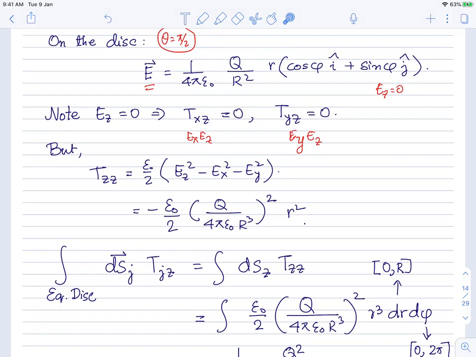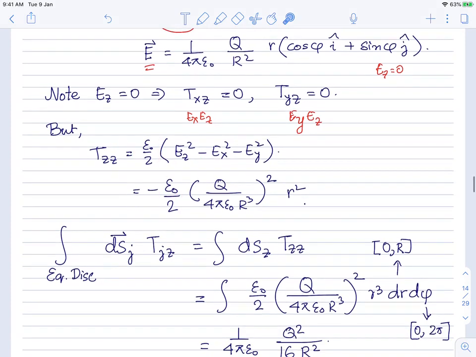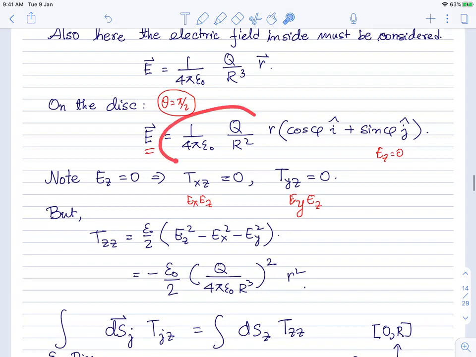Right, that adds to 1, and then we had this factor of half outside, so this is epsilon by 2, and the minus signs were there, so the minus sign is outside, and then you have to multiply with this factor twice, so that's q by 4 pi epsilon naught r cube twice.